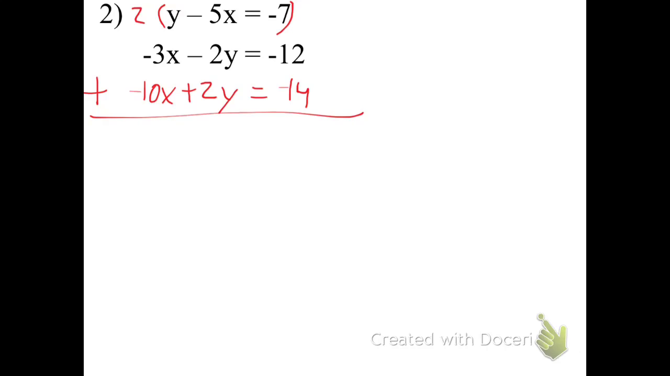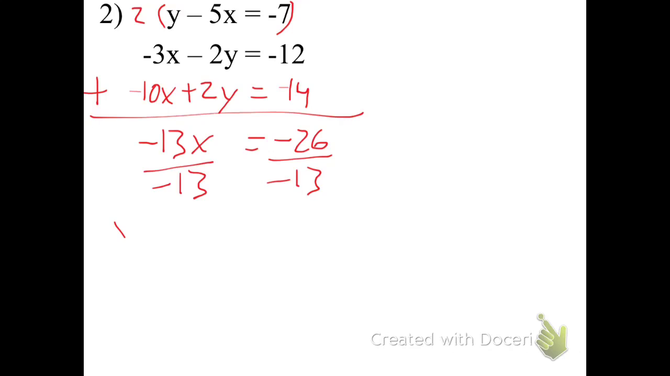You got negative 3x and negative 10x. Those add to be negative 13x. Negative 2y plus 2y is 0y, so we're not going to deal with the y's now. You got negative 12 plus negative 14. That is negative 26. You gotta get x by itself, so you got to divide by negative 13. Well, negative 26 divided by negative 13 is positive 2. We finally got x. Now we just have to take x and plug it into one of our equations to figure out what y is.